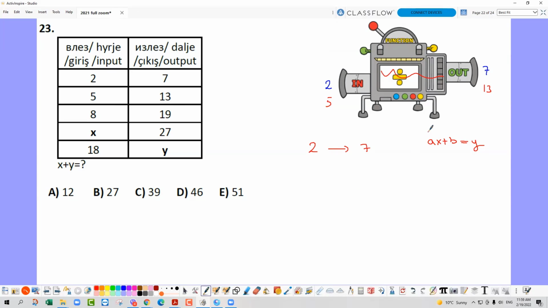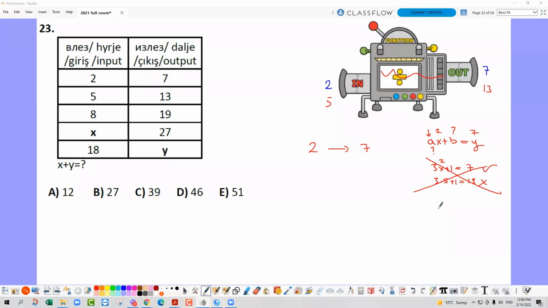So I need to find this a value. Here x is equal to 2, and y is equal to 7. Then I need to find the value of b and the value of a. So I'm going to multiply by 3. 3 times 2 is equal to 6, plus 1 makes 7. So is it 3x plus 1? Yes for 3 times 2. But is 3 times 5 plus 1 equal to 13? No. So the formula is not 3x plus 1. I know what the formula is, but I want to show the general logic, that's why.